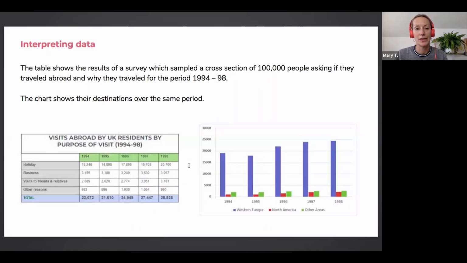Okay, so now we'll look at interpreting data. So just have a quick look at the questions. I'll just read it through. So the table shows the results of a survey which sampled a cross-section of 100,000 people, asking if they travelled abroad and why they travelled for the period 1994 to 1998. So the chart shows their destinations over the same period.